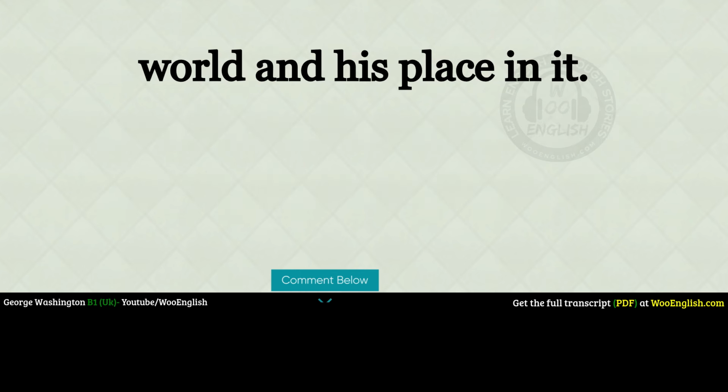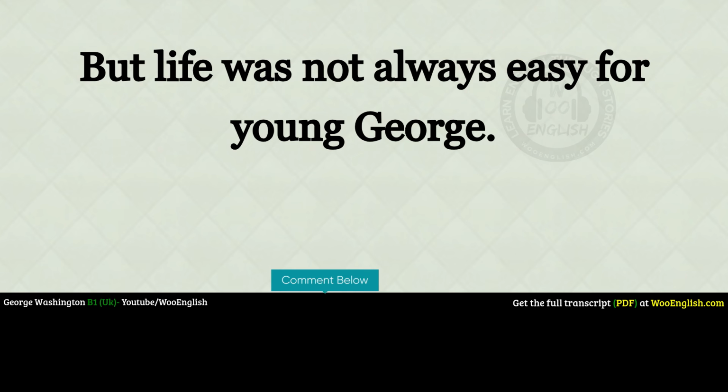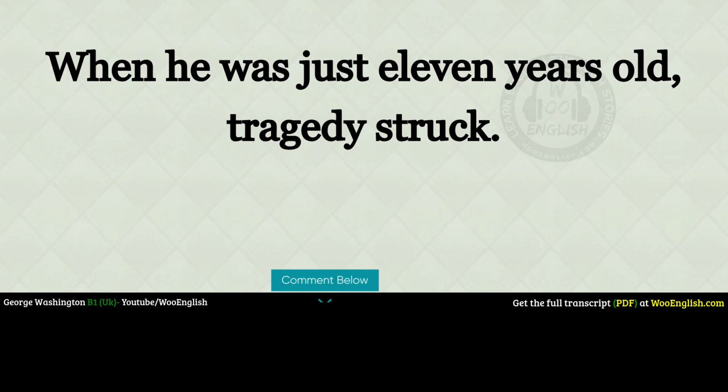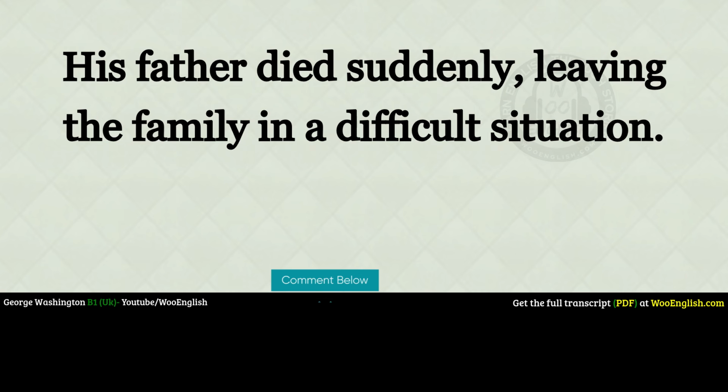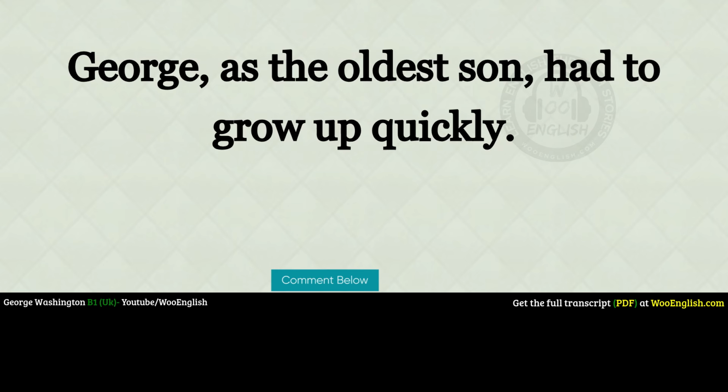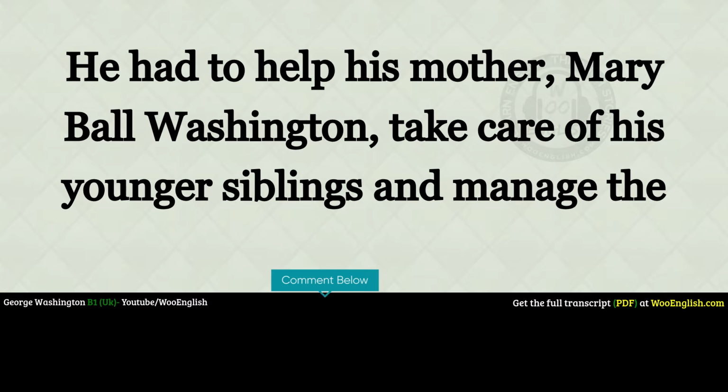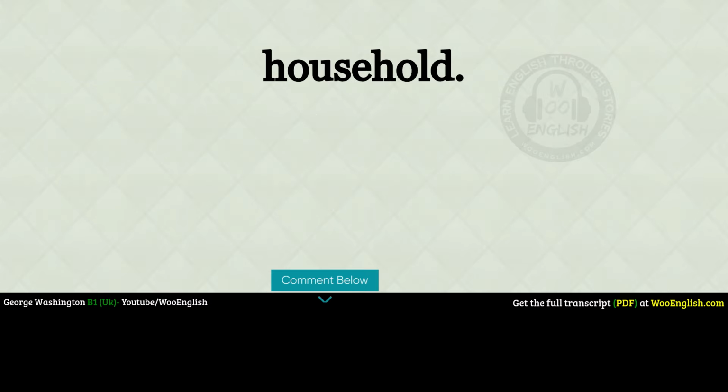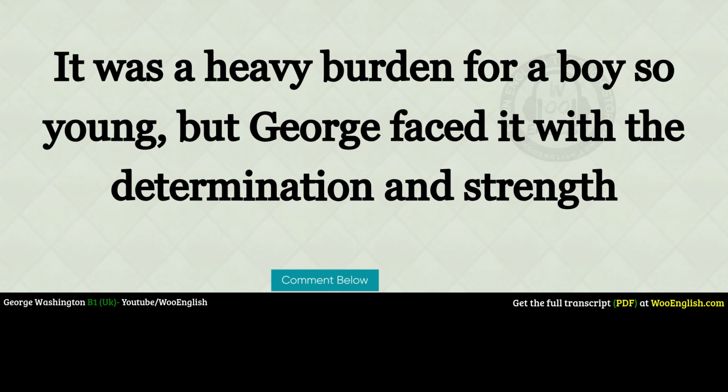But life was not always easy for young George. When he was just 11 years old, tragedy struck. His father died suddenly, leaving the family in a difficult situation. George, as the oldest son, had to grow up quickly. He had to help his mother, Mary Ball Washington, take care of his younger siblings and manage the household. It was a heavy burden for a boy so young, but George faced it with the determination and strength that would come to define him.